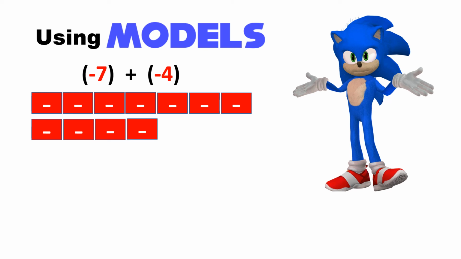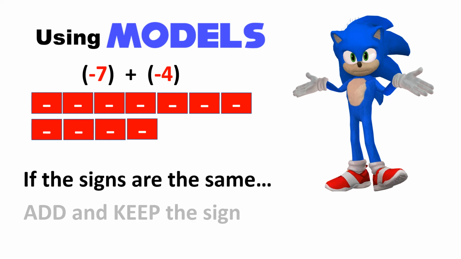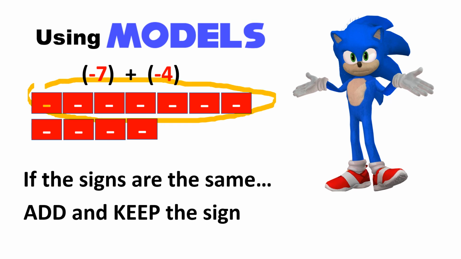Now if you think back to the rules, remember, if the signs are the same, you're simply going to add and keep the sign. So if you look, we have 1. I'm going to circle them for you. This is 7. Then we have 8, 9, 10, 11. So a negative 7 plus a negative 4 simply gives me negative 11. And that's your answer. So remember, when the signs are the same, whether they're positive or negative, you simply add the numbers and keep the sign.